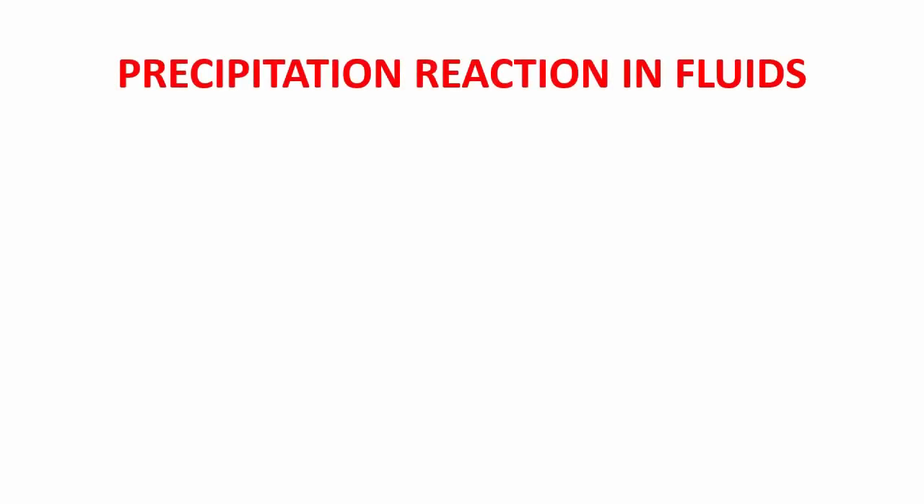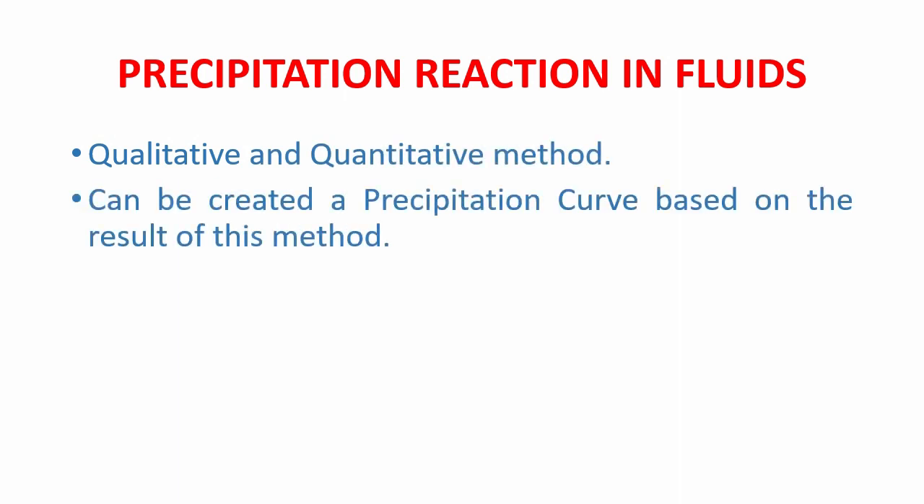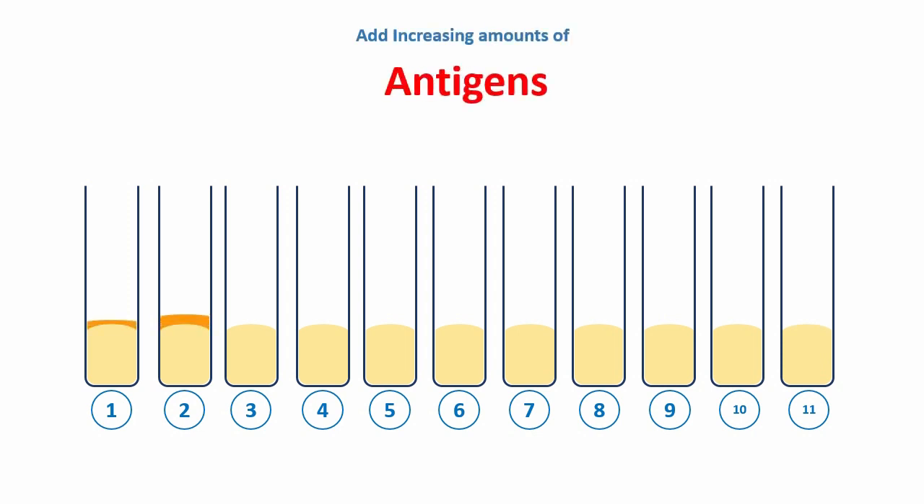Precipitation reaction in fluid is a qualitative as well as quantitative method. A precipitin curve can be graphed based on the result of this method. Now we will see how to perform this method. First, we have to add a constant amount of antibodies into a series of tubes. Then, increasing amounts of antigen should be added to the tubes.